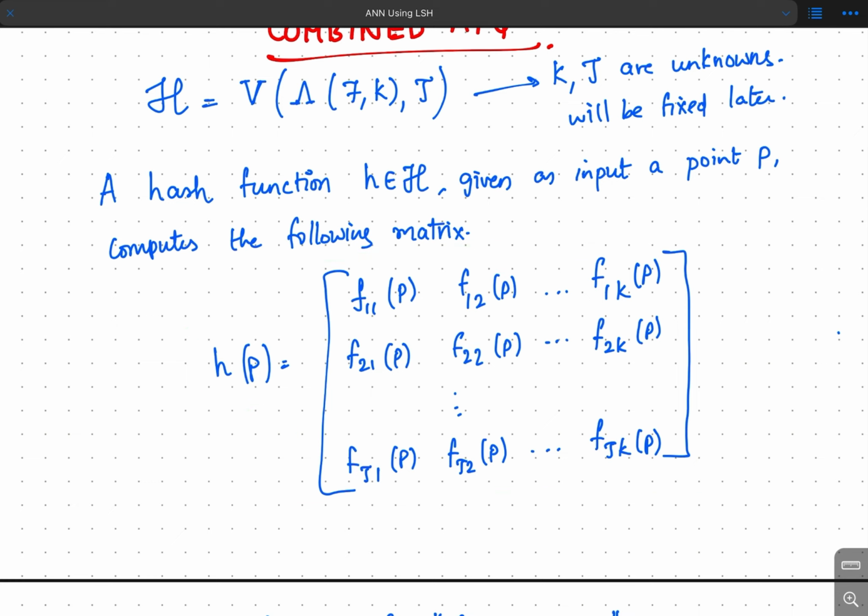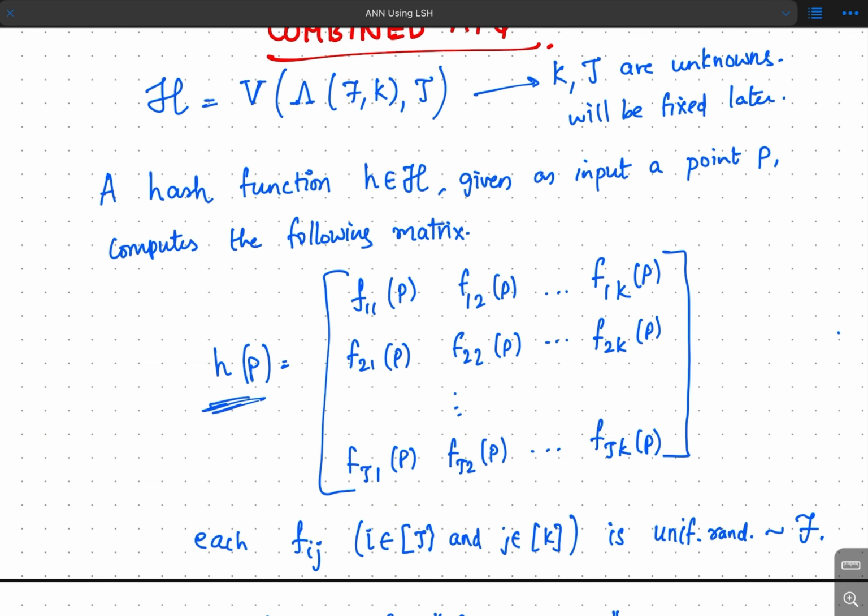And this matrix is given by these tau times k number of hash functions, where each f_ij, i belongs to tau and j belongs to k, is uniformly randomly sampled from the original hash family capital F. Okay, alright, so this is going to be our new hash family.